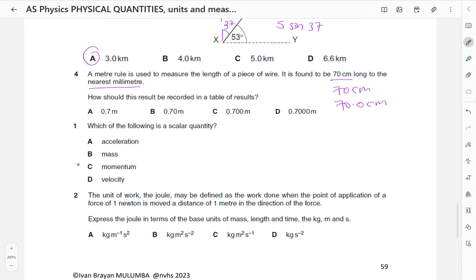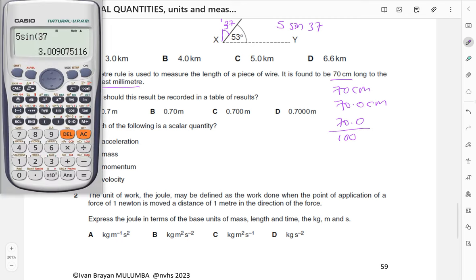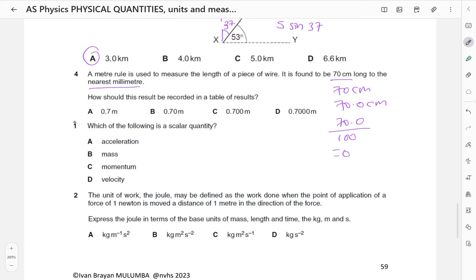Now, the values here are given in meters, so I will say 70.0 divided by 100 to change them to meters. You will notice these are 1, 2, 3 significant figures, so I will maintain the same number of significant figures. So 70 divided by 100, that is 0.7. But I had 1, 2, 3 significant figures, so I'll have to add 2 zeros in meters because I have to maintain the same number of significant figures.